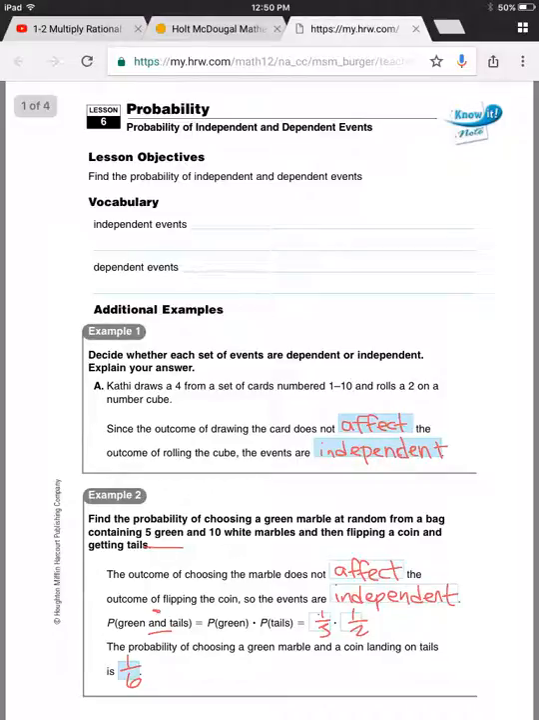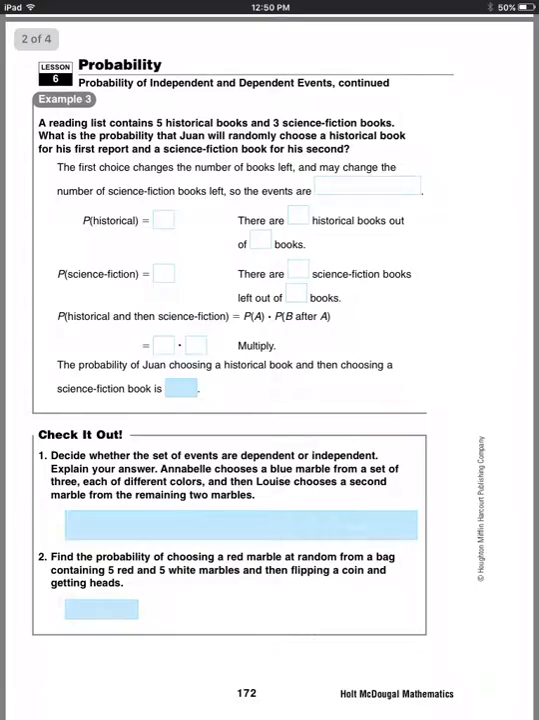A reading list contains 5 historical books and 3 science fiction books. What is the probability that Juan will randomly choose a historical book for his first report and a science fiction book for his second report? The first choice changes the number of books left, because if he pulls a book out, now instead of 8 books being there, he has 7 to choose from. So, because the number of books has changed, the events are dependent.